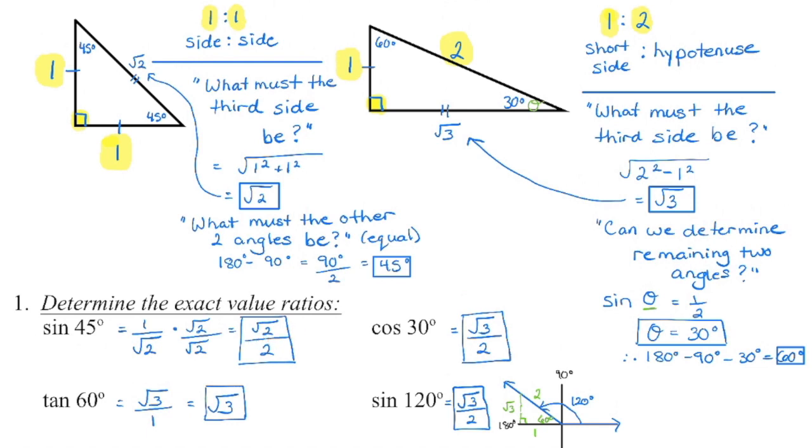This is exact. If you type sine of 45 into your calculator, those decimals that you get will be the same decimals as when you divide those two values together.